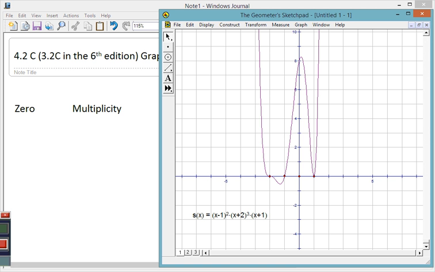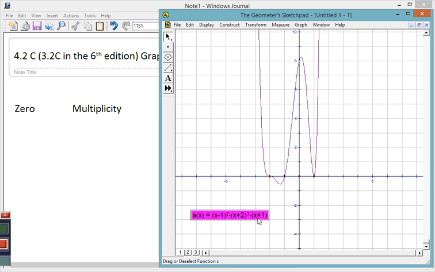So let's look at this function. Here it is, down here. There's x minus 1 squared, x plus 2 cubed, x plus 1. So what that means is that when I factored it all out, it would have been x minus 1 times x minus 1 times x plus 2 times x plus 2 times x plus 2 times x plus 1. Okay? So there are only 3 zeros.